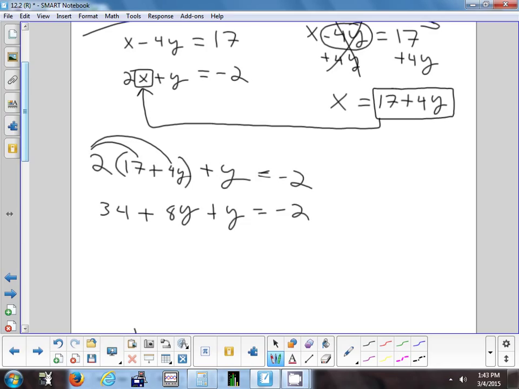William, can you tell me what I could do next? Combine like terms. Okay, what are the like terms? 8y, and how many y's is this? 1. Okay, we're going to combine 8y and 1y. Brian, what do you get when you combine 8y with 1y? 9y. Good.